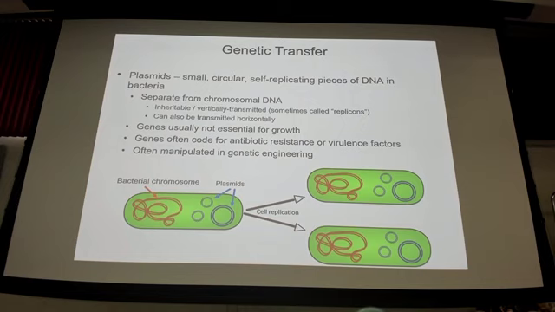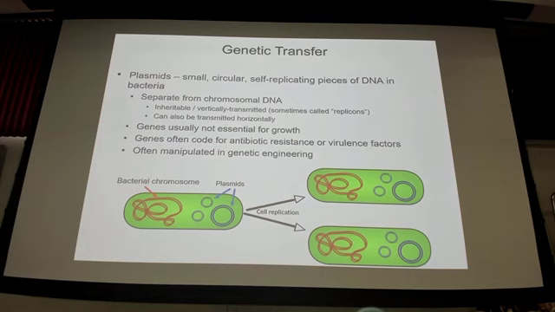They're also circular. They are defined as being able to self-replicate, meaning they have their own little origin of replication. And when that parent cell is ready to divide, those plasmids will divide as well.